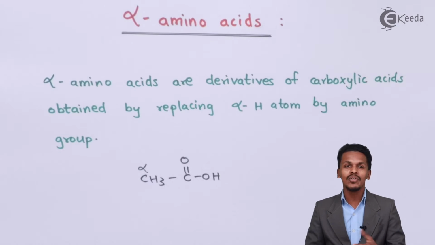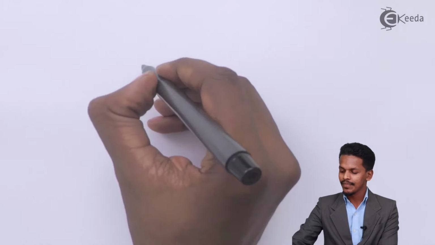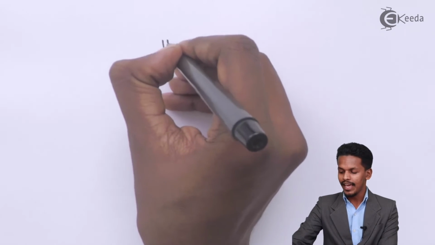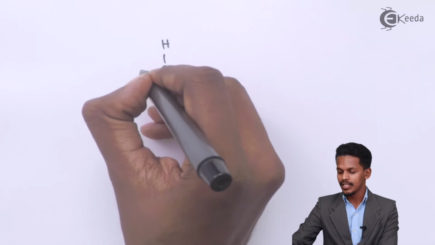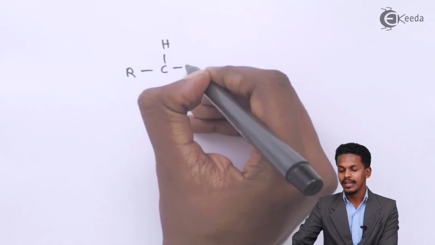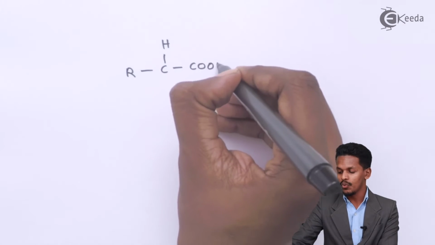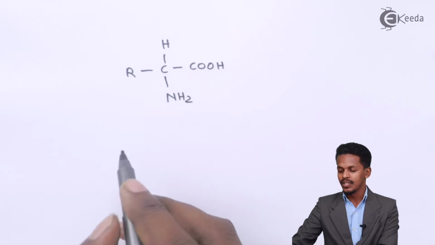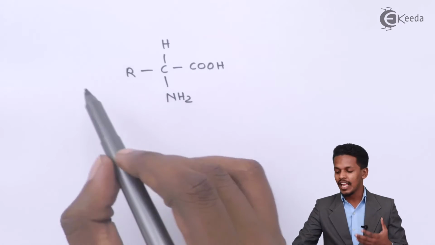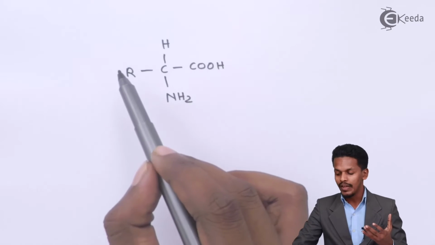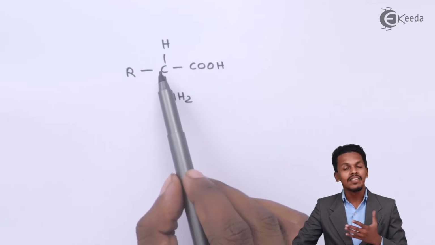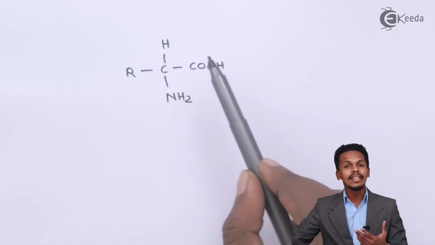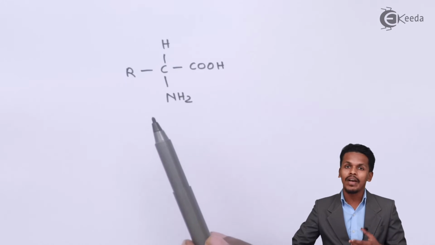So for that, let me give you the general representation for the alpha amino acid. CH, this one would be R, here it would be COOH, and this is nothing but NH2. In this case, R is basically the alkyl group, or it could be any group associated with this carbon atom, and this is the general representation for the alpha amino acid.